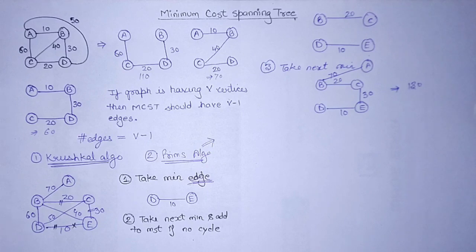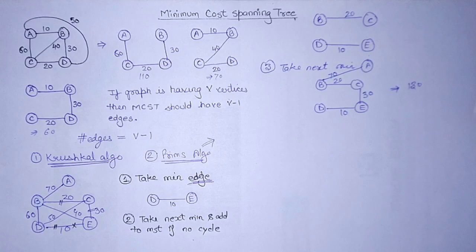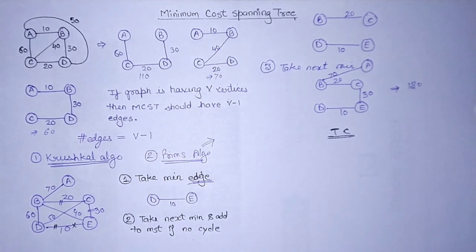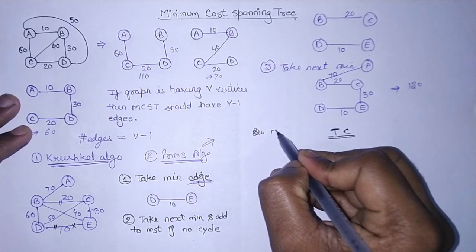Now what will be the time complexity of Kruskal's algorithm? Let's try to understand it. Here we need to find the minimum values every time. We are extracting the minimum values every time. So we know that there is one data structure which will give you the minimum value after deleting. Which one is that? That is heap.